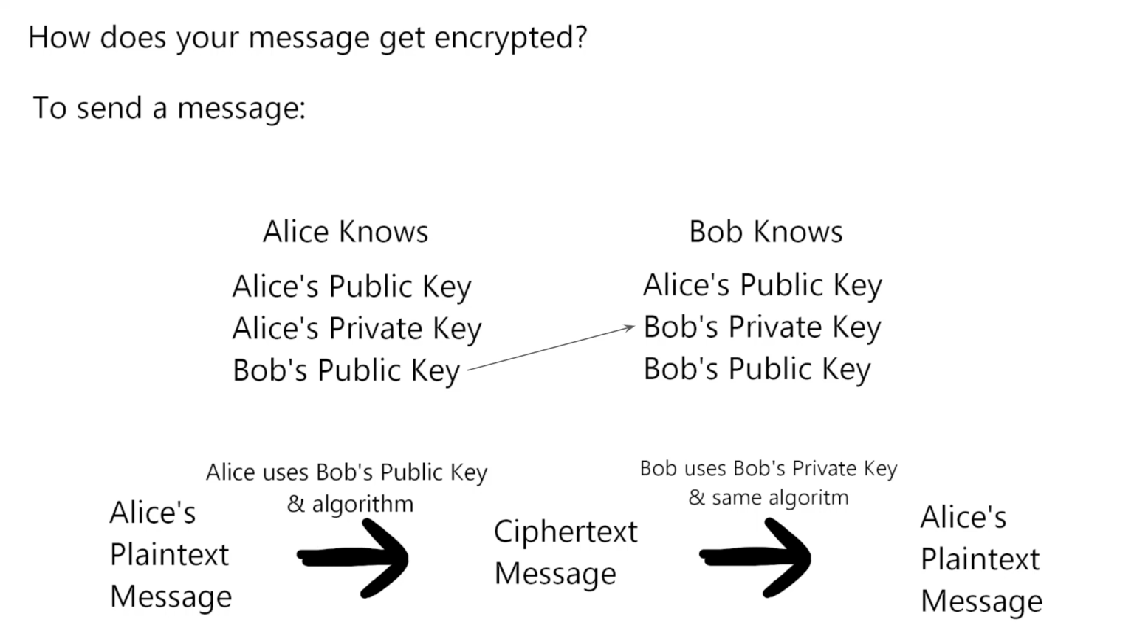If Bob were to send a message to Alice, Bob would use Alice's public key when sending a message, and then Alice would use her private key to decrypt, because only Alice knows her private key.